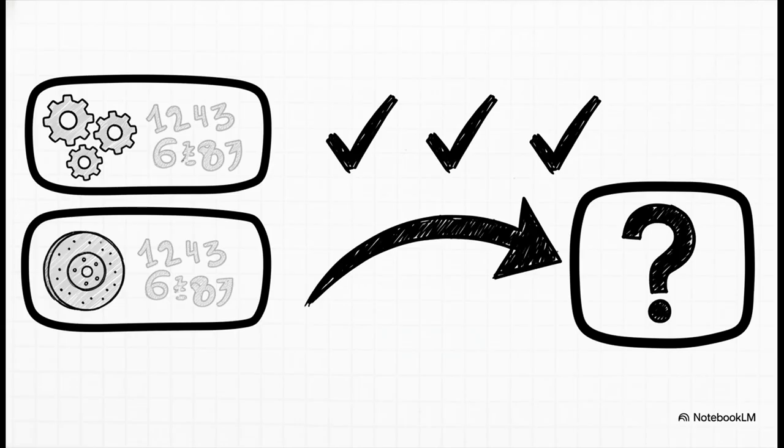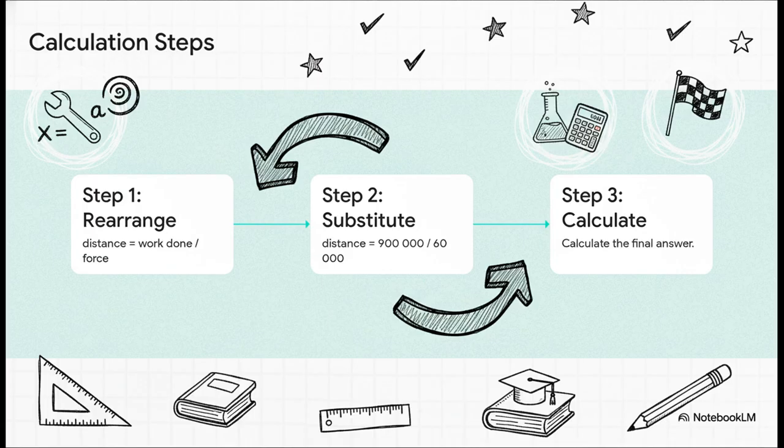Okay, so now we actually have to use that formula. The question gives us the work done, 900,000 joules, and the braking force, 60,000 newtons. And look, it's worth 3 marks. That's a huge hint. It tells you that just writing down the final number isn't enough. You've got to show your work. So, how do you get all 3 of those marks?